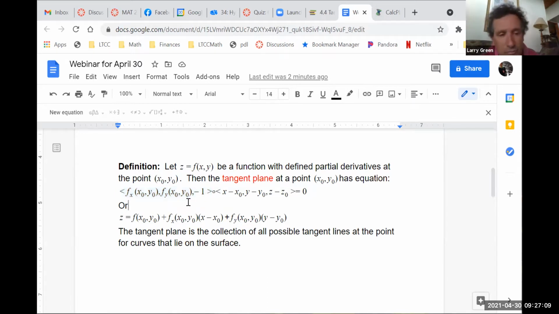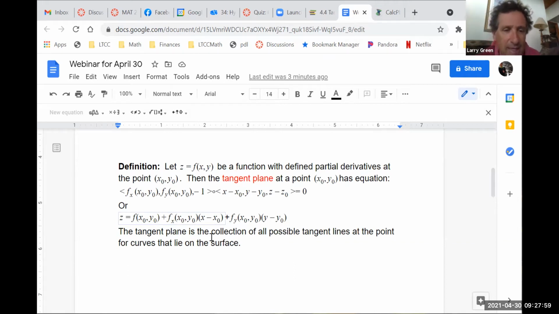You can also work it out, take the dot product, and notice you'll get an f sub x times x minus x naught. You'll get an f sub y times y minus y naught. And you'll get a -1 times z minus z naught. So if we do a little basic algebra, very basic, you end up with z equals f of x naught y naught, which by the way is the same as z naught. That's just z naught as shorthand for f of x naught y naught. And then plus f sub x of x naught y naught times x minus x naught plus f sub y of x naught y naught times y minus y naught. And that's just simple solving. You guys can all do that without an issue, I hope.